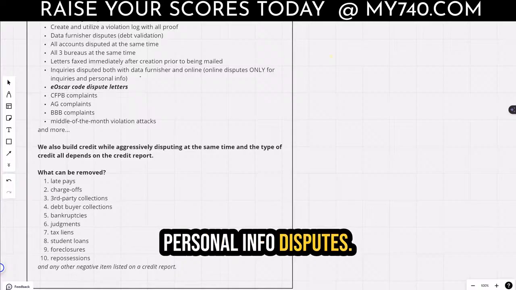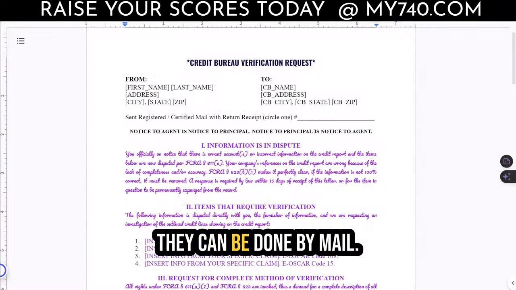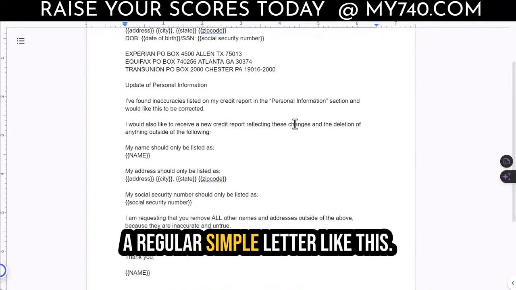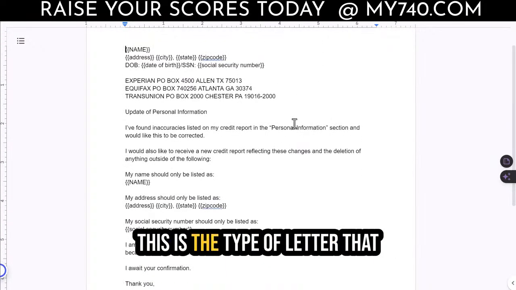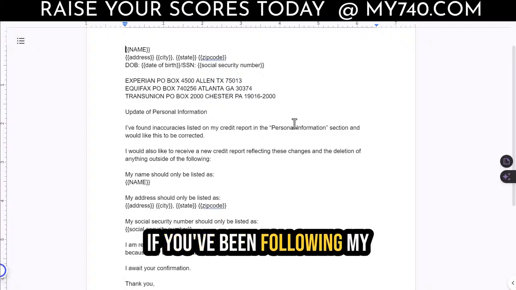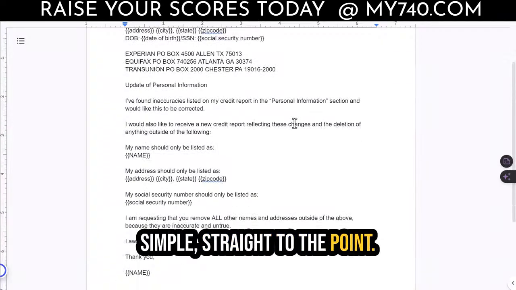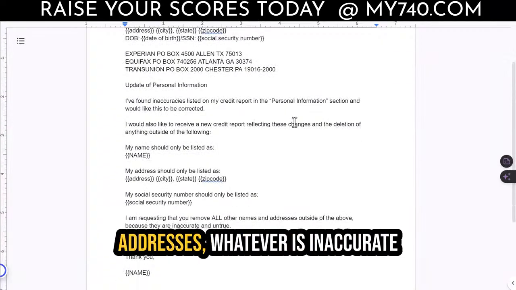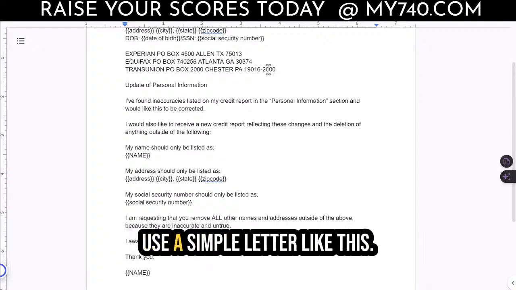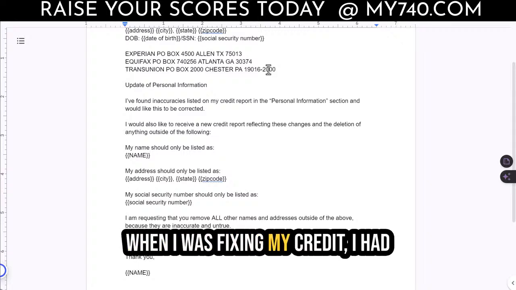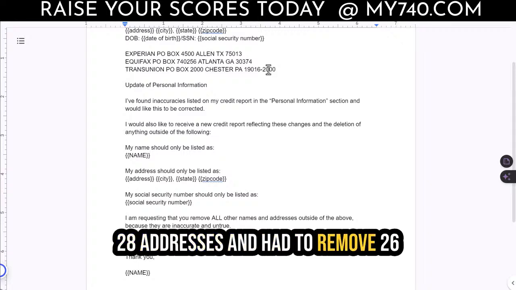Personal info disputes can be done online. They can be done by mail. They can be done in just a regular, simple letter like this. This is the type of letter that, if you've been following my videos, you know that I write. Very simple, straight to the point. We're listing our names, addresses, whatever is inaccurate or you want them to remove. Use a simple letter like this. These are the names that are listed incorrectly. When I was fixing my credit, I had 28 addresses and I had to remove 26.